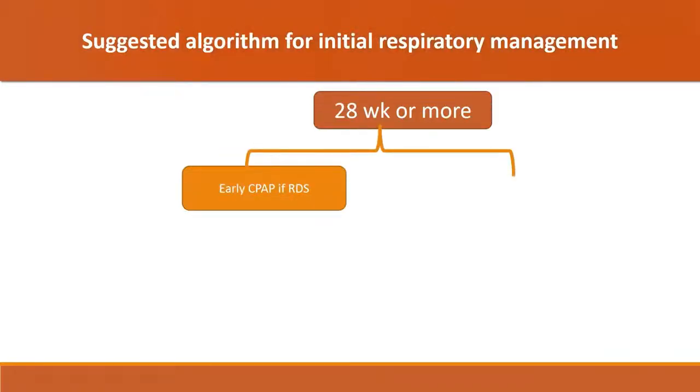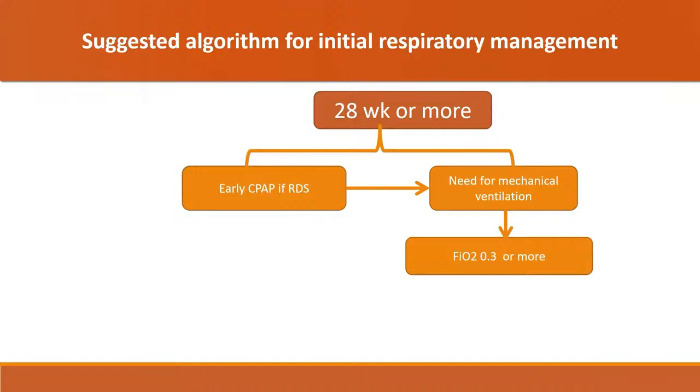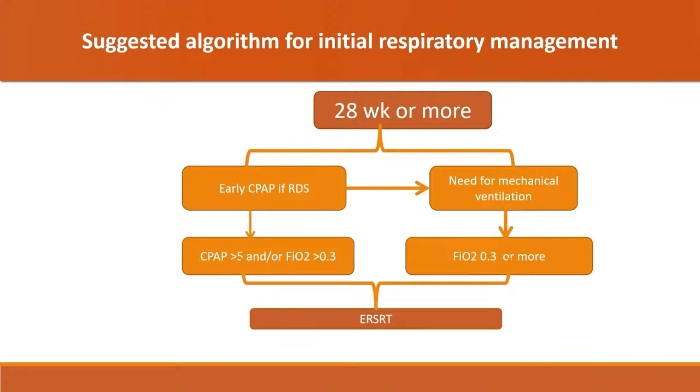And as far as possible, if the newborn has good spontaneous drive, one tries to intubate, give surfactant, and extubate as early as possible. However, if the newborn is born at a gestational age of 28 weeks or above, one must routinely try to stabilize the baby with CPAP, and only if the newborn satisfies the criteria for rescue surfactant does one go ahead with surfactant.